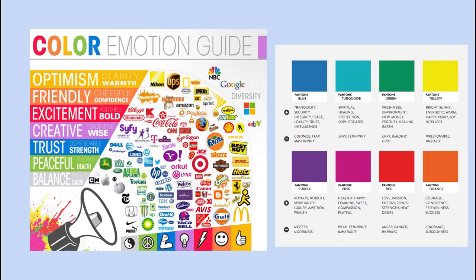And so these are all just more examples of seeing how people categorize them. And this guide on the left shows how brands fall into different categories of color and emotion, and what that might say about these different brands and companies and what they're trying to communicate.